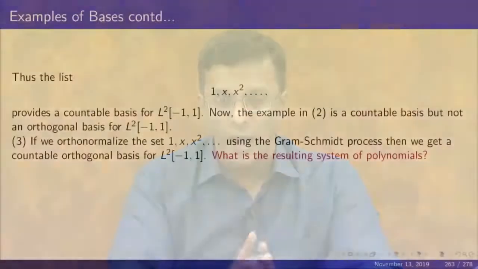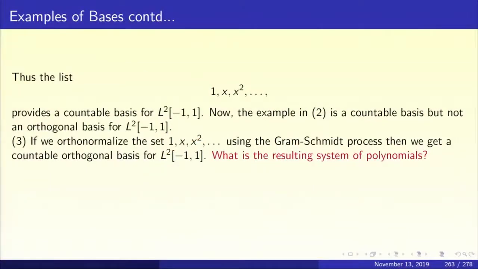Okay. So, now where do we go from there? We have this list 1, x, x squared, etc., and we know that the linear span is dense in L2 of minus 1 to 1. But what we are interested in is an orthonormal basis. After all, L2 is a Hilbert space. It is a vector space with an inner product. So, we are not only interested in a basis like 1, x, x squared, x cube, etc. We are interested in an orthonormal basis. So, how do I go from a basis to an orthonormal basis?